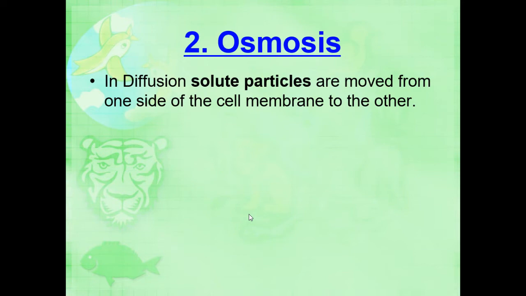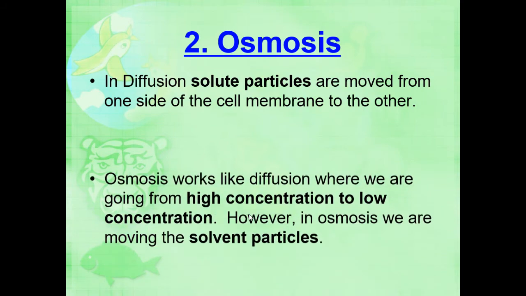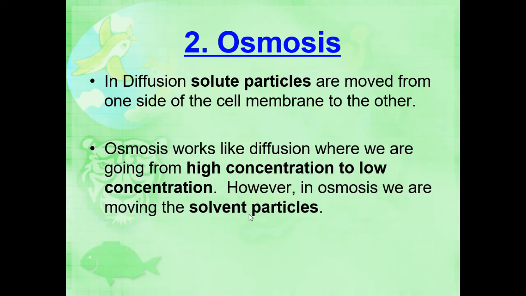In diffusion, solute particles are moved from one side of the cell to the other side. Osmosis is very similar to diffusion, where we are going from a high concentration to a low concentration. However, instead of moving the solute particles like we do in diffusion, we're moving the solvent particles.